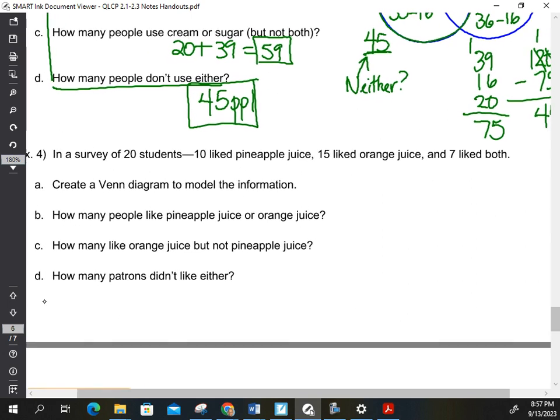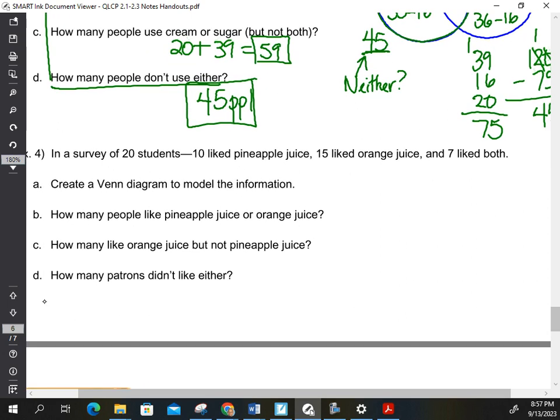So let's do one more, very similar to the one above. In a survey of 20 students, 10 liked pineapple juice, 15 liked orange juice, 7 liked both. As you can see, 10, 15, and 7 is more than 20, so there's got to be some separation in there. There are some that like just pineapple juice, some that like just orange juice, and some that don't like any of them at all.